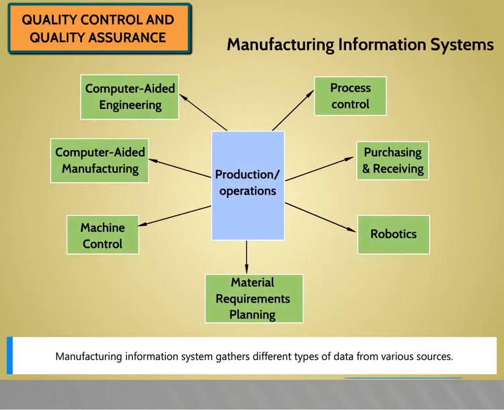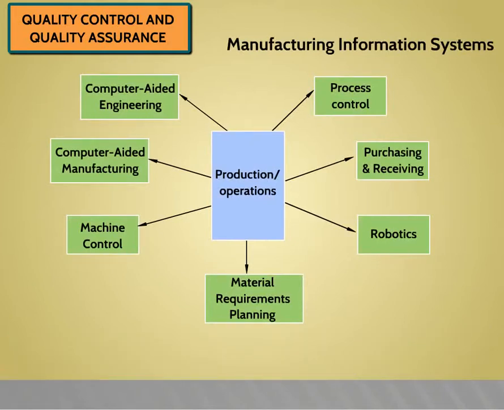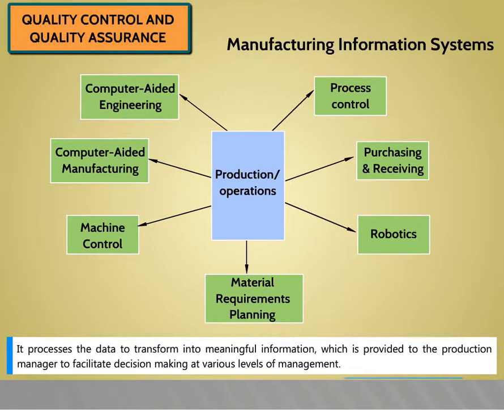Manufacturing information systems gathers different types of data from various sources. It processes the data to transform into meaningful information which is provided to the production manager to facilitate decision making at various levels of management.